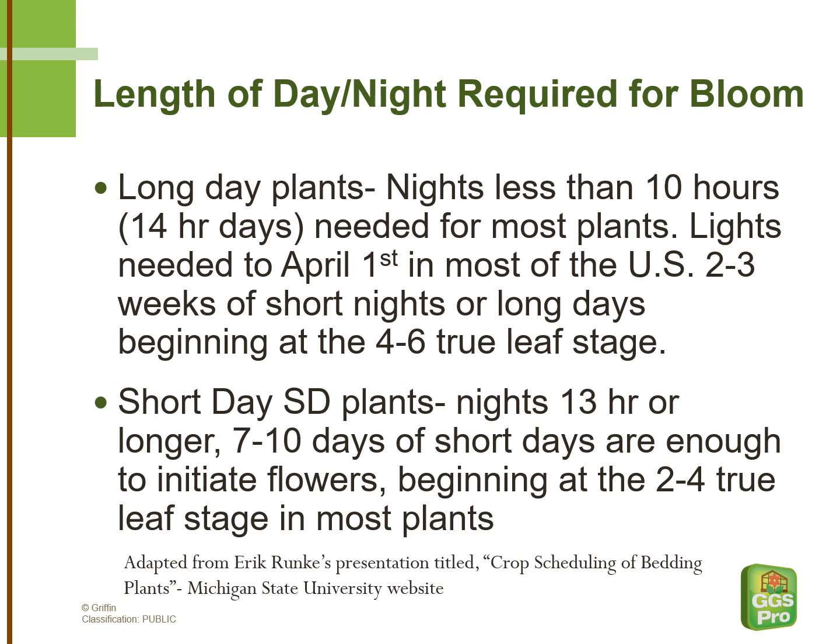For a while, we're going to be talking a lot about long day and short day plants. So it's good to define what these terms mean. Long day plants need nights that are less than 10 hours in length in order to initiate flowers. For most of the United States, for long day plants, in order to keep them in a reproductive state, we need to light until about April 1st. And we'll talk about lighting in a minute and get very specific about what all of that means.